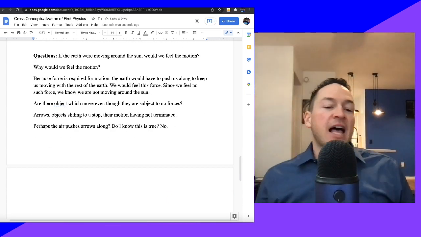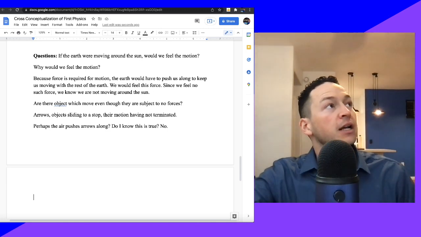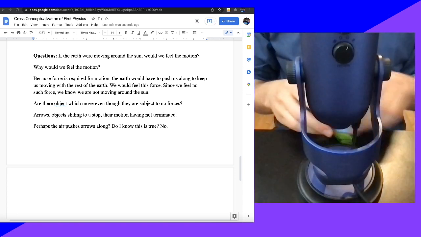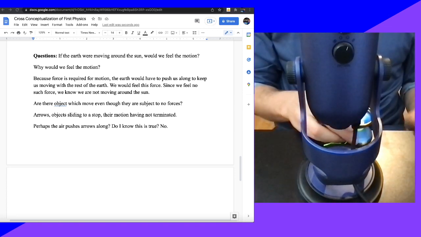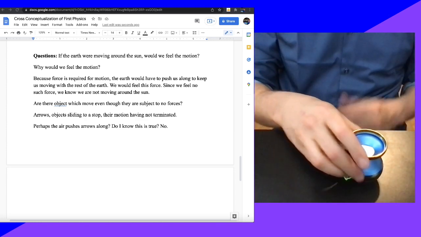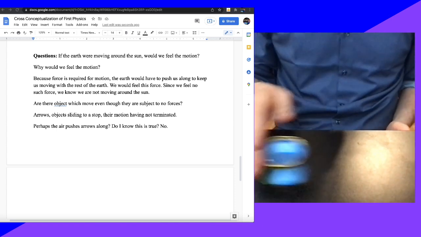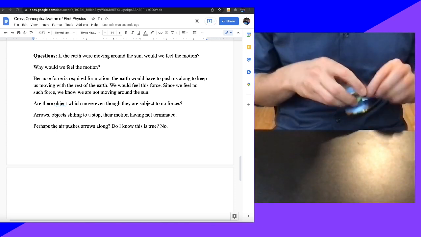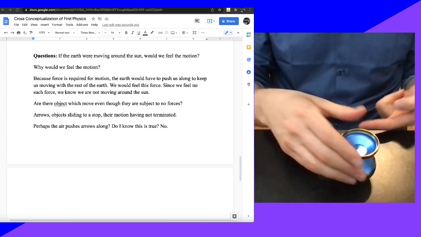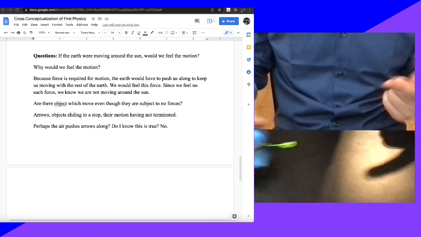An object sliding to a stop. Let's think about such an object. An object sliding to a stop has no forces behind it. None that we know of anyway. There's no evidence of any such force. I've given it a force, and now the force is in fact this way, okay? The force is this way.